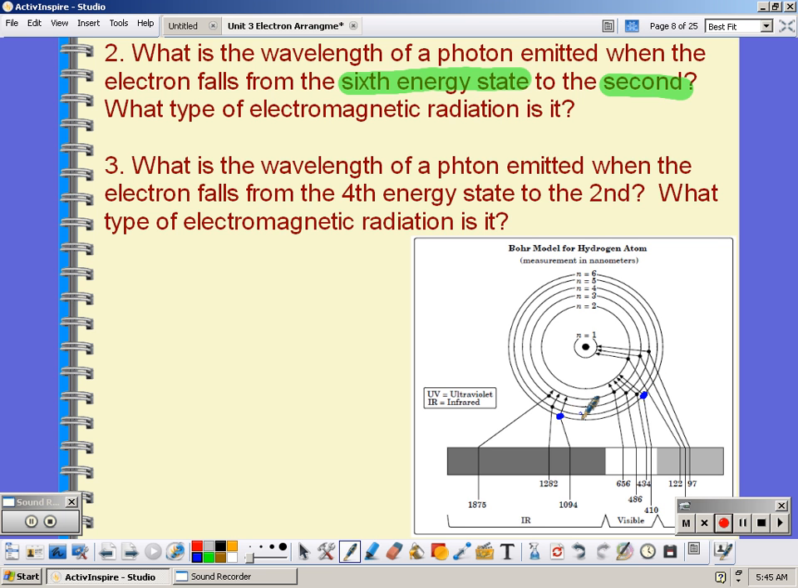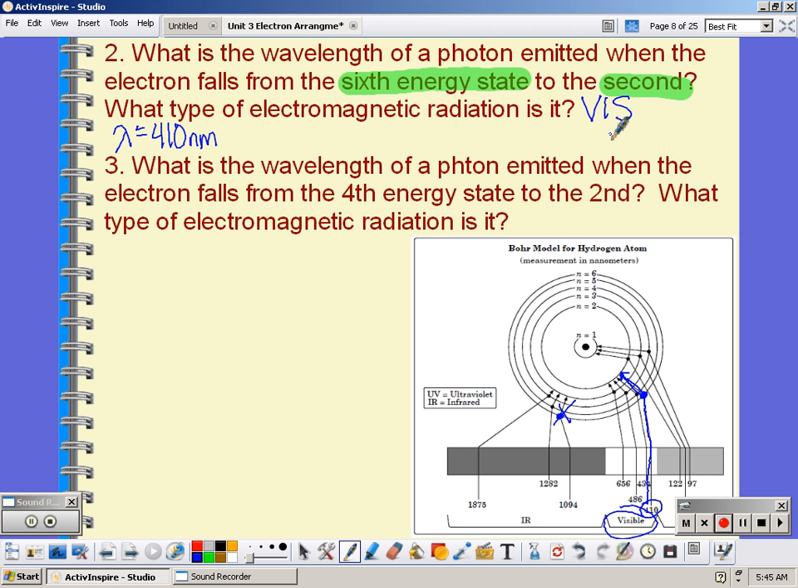So which dot do we use? Well, it has to be pointing to the second ring. And the dot here on the left points to the third ring, so that's not the one we want to use. This dot here does point to the second ring, so we want to use this one. And we trace it all the way back, and we see that it is a wavelength of 410 nanometers. The type of electromagnetic radiation is visible, and you can abbreviate visible by doing vis if you would like.